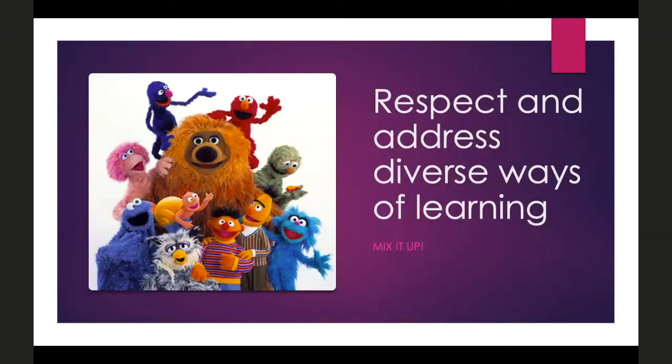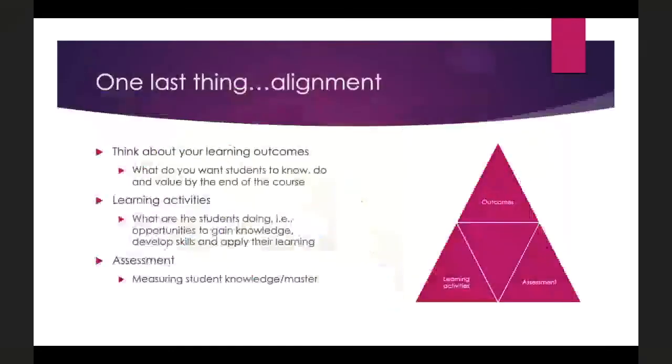All right. So one last little thing, I'm going to talk a little bit about alignment because I think it's important as we think about our design principles. Think about your learning outcomes or more specifically learning outcomes for your classes, for your students. As dodgy a term as outcomes or goals might be, I still think it's important for us to think about what do we want our students to know? What do we want them to do or be able to do? And what do we want them to value by the end of a course? Now, once you have that in mind, what do I want them to know, do, and value?